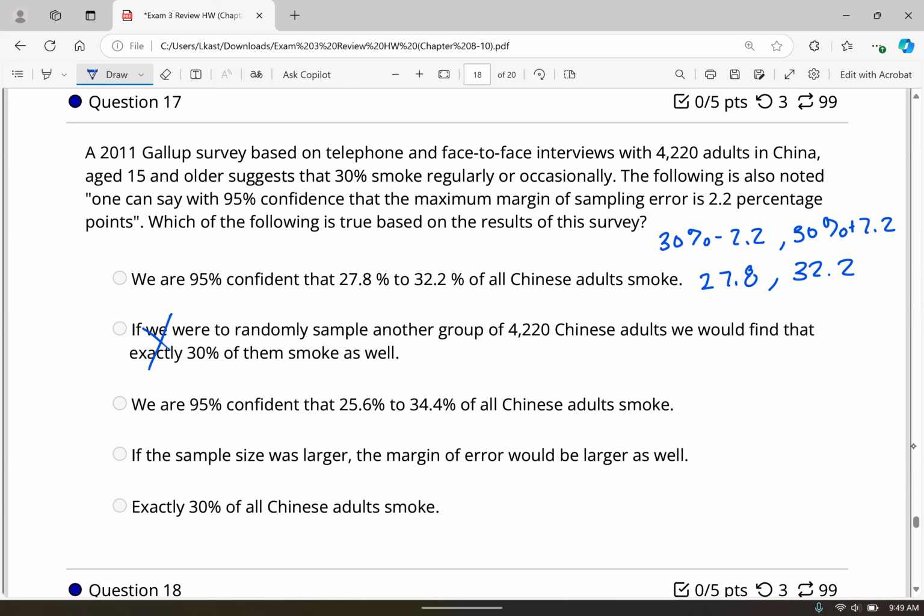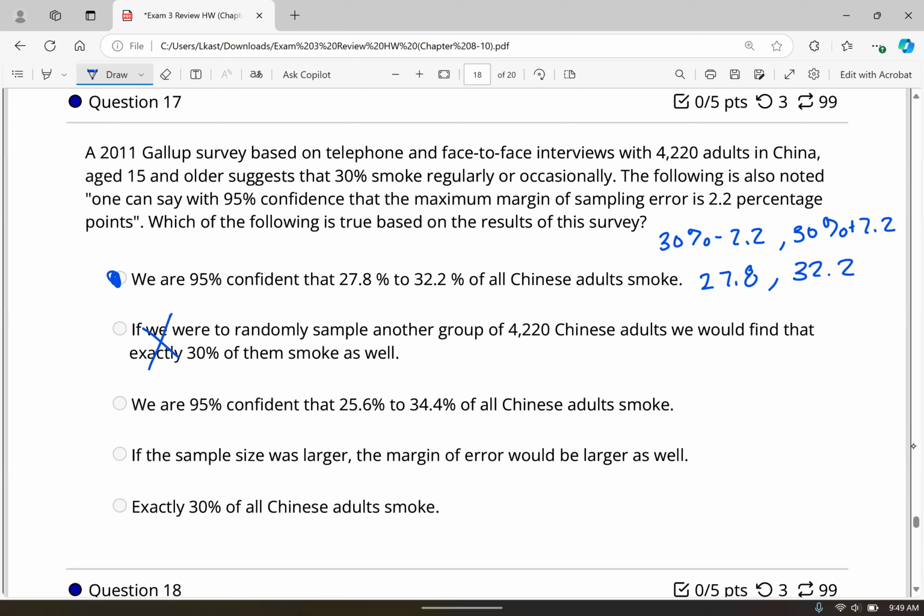Well, this is not right. It doesn't say that. It says that if we look at the population, we are 95% confident that it's somewhere in between the 27.8 and the 32.2. So actually, I just said it, didn't I? It says that we're 95% confident that somewhere in between those two numbers is the true population proportion of Chinese people 15 years old and older that smoke.